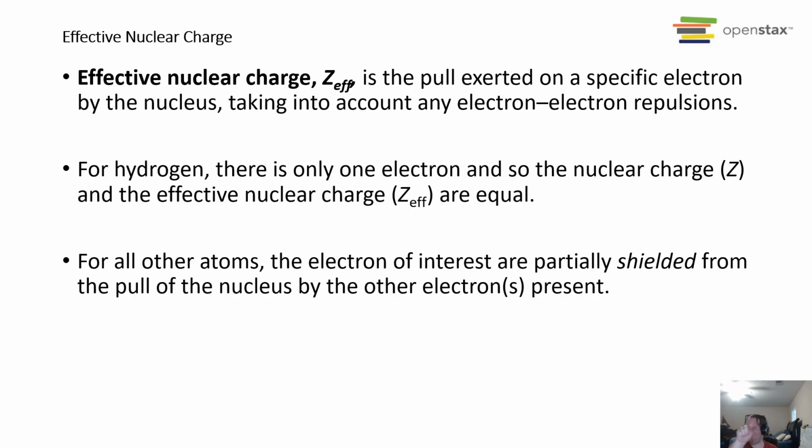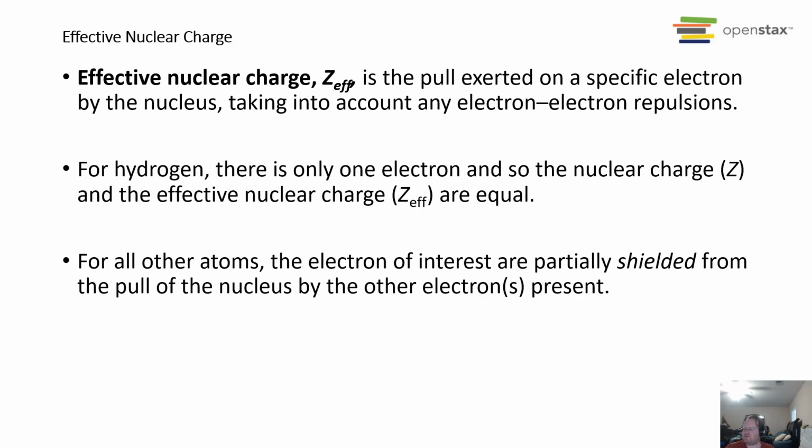To help with calculating as you go across the periodic table, it helps to use a concept called effective nuclear charge, or Z effective. This is the pull exerted on a specific electron by the nucleus, taking into account the fact that electron-electron repulsions occur. For hydrogen, there's only one electron, so the nuclear charge and effective nuclear charge are equal. For all other atoms, the electrons of interest are partially shielded from the pull of the nucleus by the other electrons. In effect, the electrons get in the way of the outermost electron feeling the nucleus, because the nucleus is very positive, but it's already interacting with some closer electrons. So the outermost electron doesn't feel as strong of a pull.